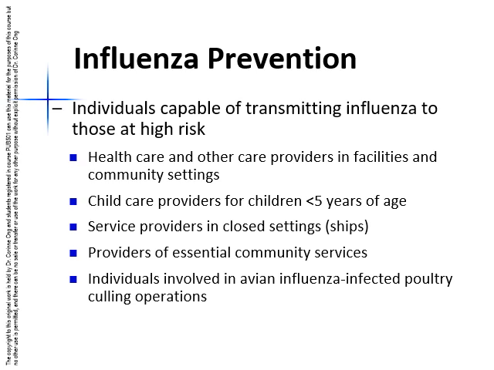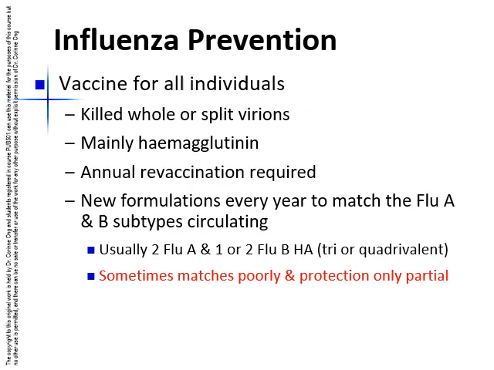Individuals involved in avian influenza-infected poultry culling operations should also be vaccinated. Influenza immunization programs using seasonal flu vaccines occur every year, just before the start of the season. Vaccines usually contain killed or split virions, but some are also live vaccines. The main vaccine component is the hemagglutinin spike protein.